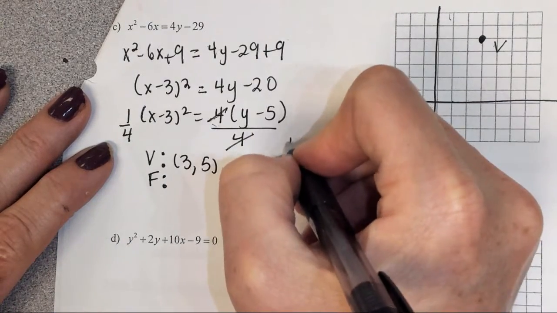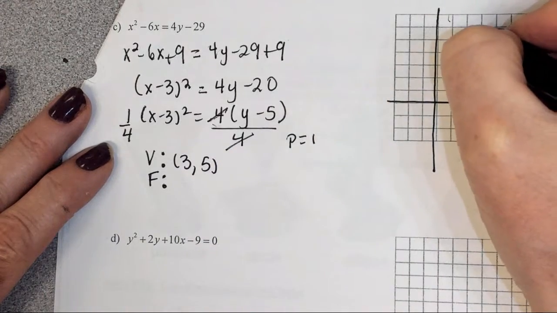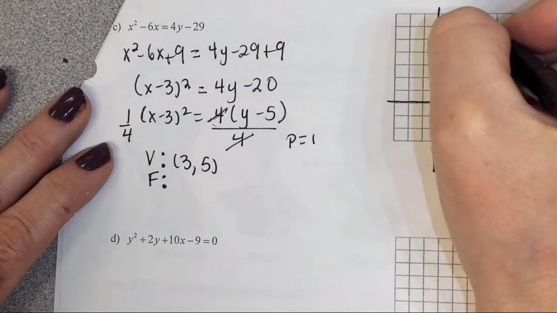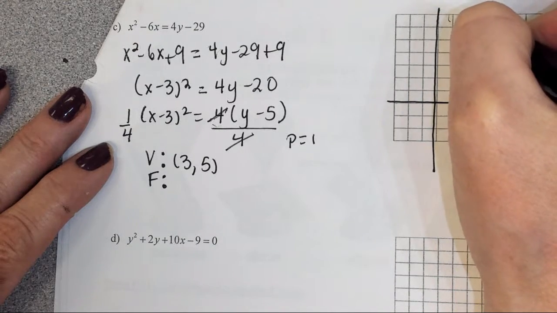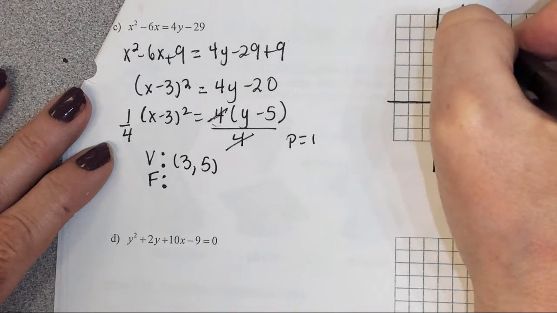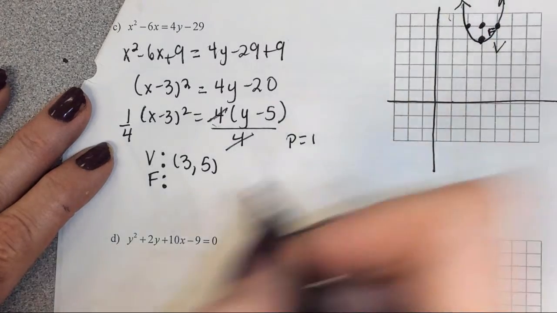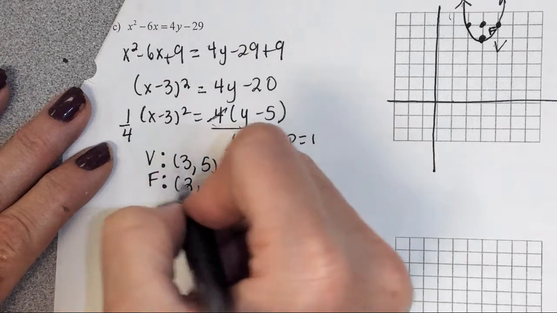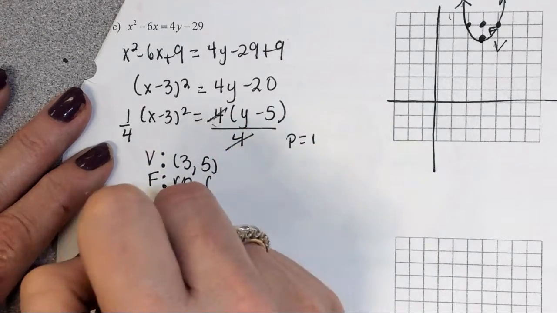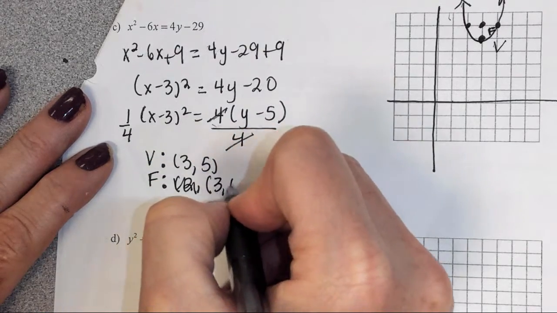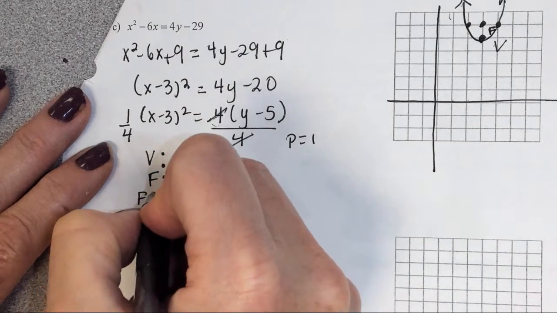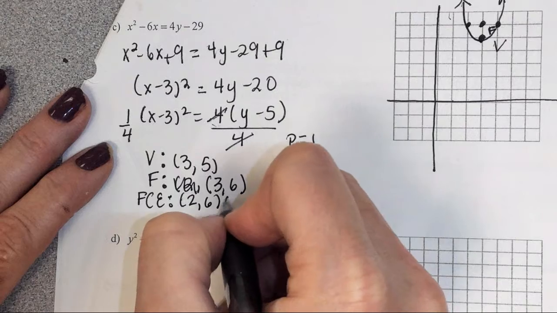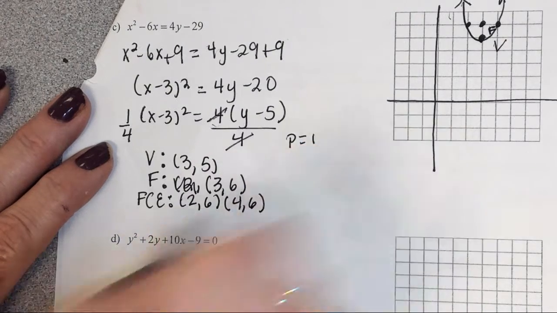Okay, so let's go ahead and find our focus. What's P going to be, everybody? 1, so I'm going to go up 1 for the focus. I'm going to have to go out 1 unit in each direction for the focal chord endpoints. The focus is going to be at 3, 6, first of all. The focal chord endpoints are going to be at 2, 6 and 4, 6.